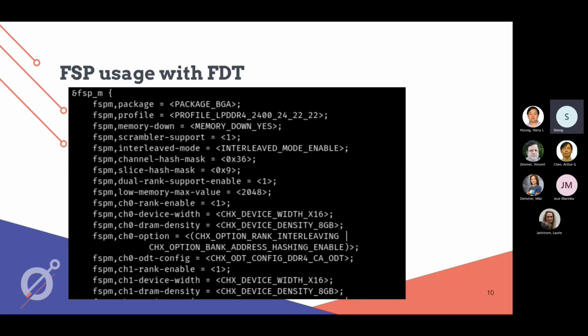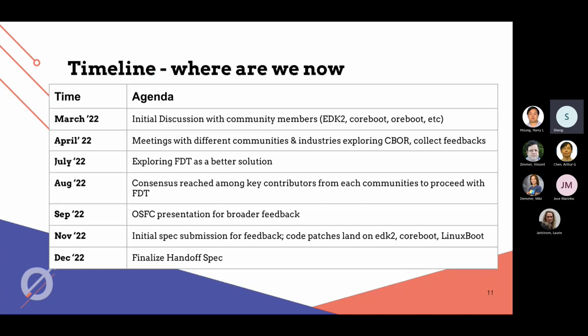Okay, so other than this, here is the timeline. You can see that the effort started from March. We initiated the initial discussion with all the committee members, and in April we had a meeting, and then we explored CBOR and discussed collecting feedback, how it can be done, how we measure the introduction, and how each committee will accept it. We took a few months to explore it, then we landed in July.